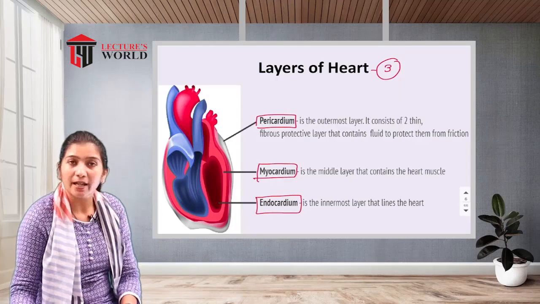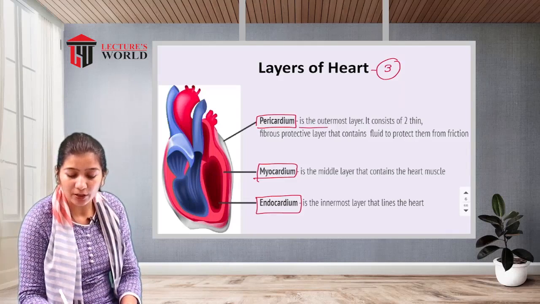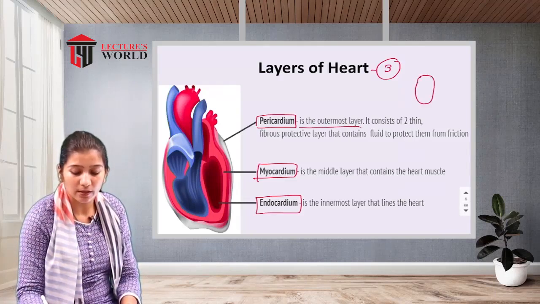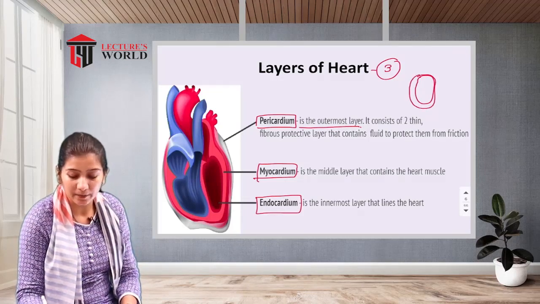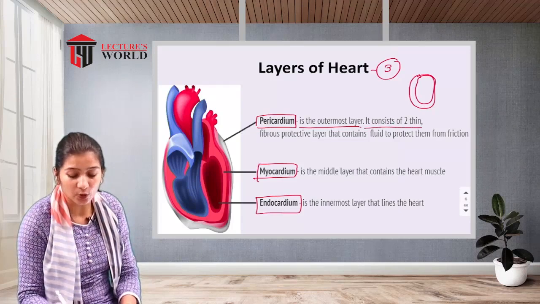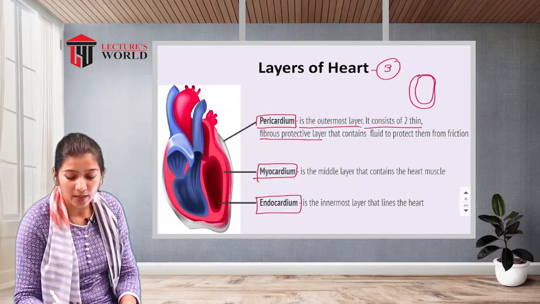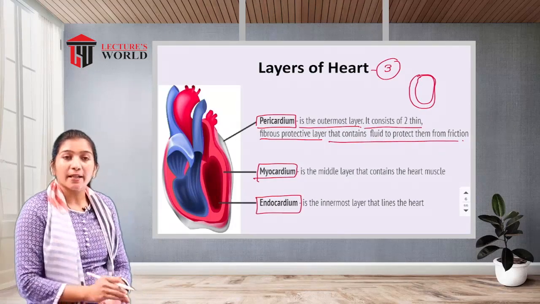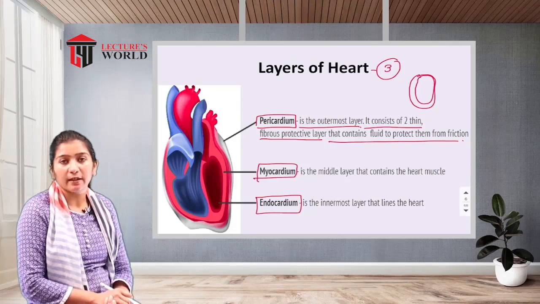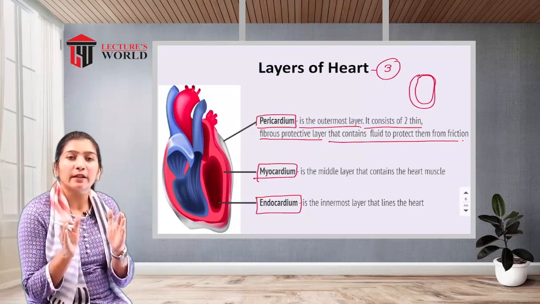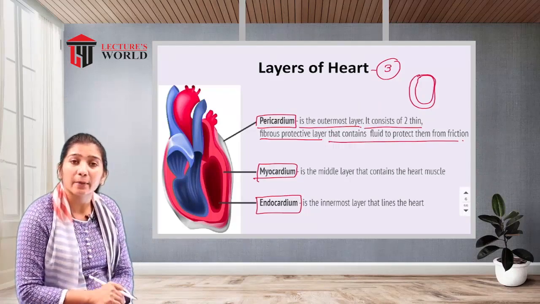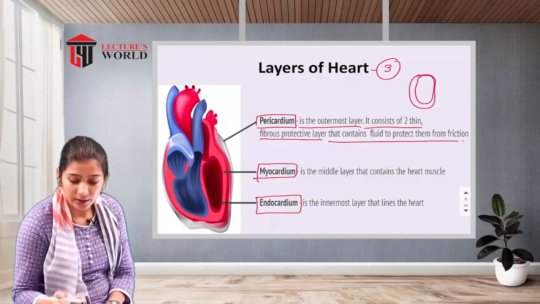So what is the pericardium? Pericardium is the outermost layer. Suppose this is the heart. The outermost layer is known as the pericardium. It consists of two thin fibrous protective layers that contain fluid to protect from friction. So the pericardium has two thin layers, and between those two thin layers there will be the presence of fluid, and that fluid is protecting the heart from friction.